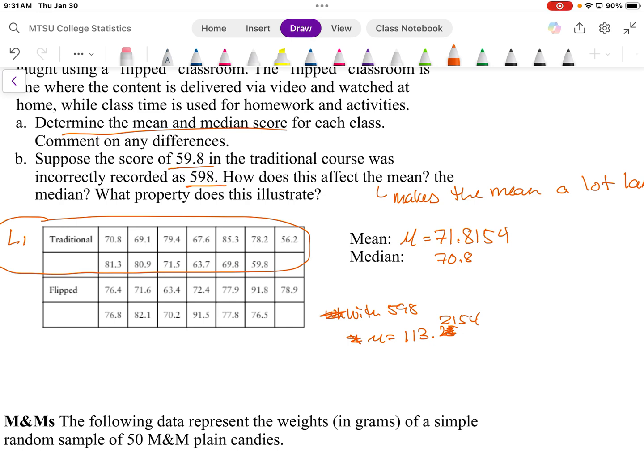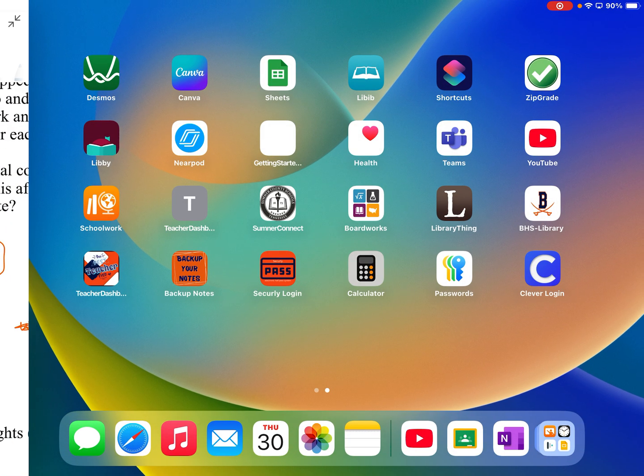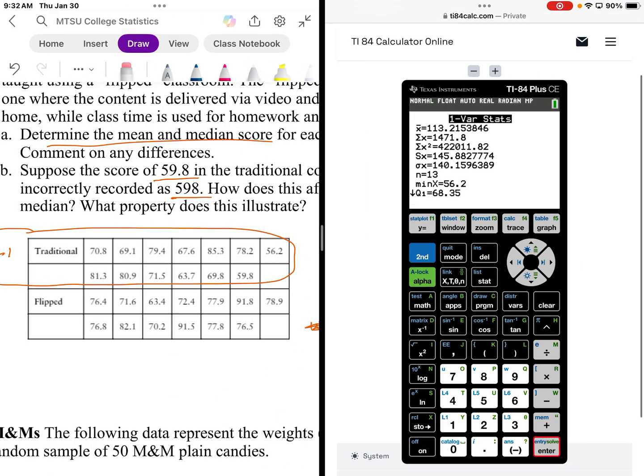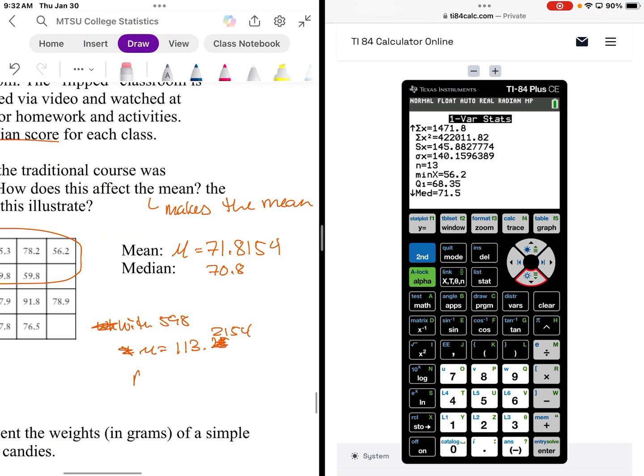Now, did the median change? I don't think I wrote the median down. The median was 71.5. Well, that didn't change much. That's not a substantial difference, and that's where they're talking about the median being resistant to outliers. It may change a little bit, but nothing substantial. Going from 70.8 to 71.5 is not a big difference.